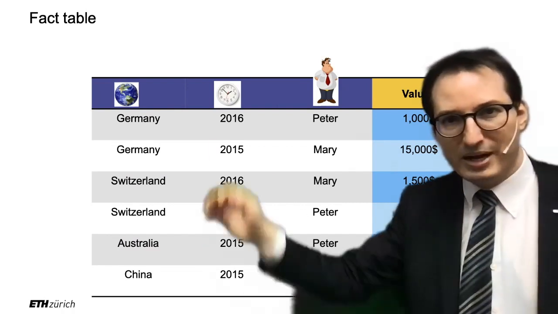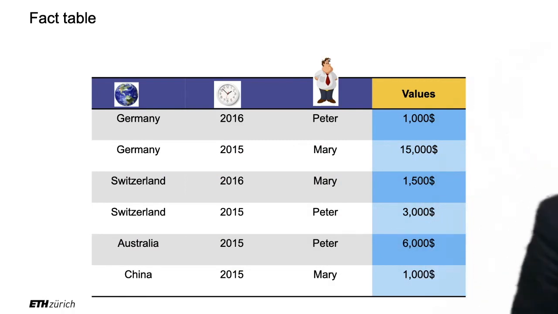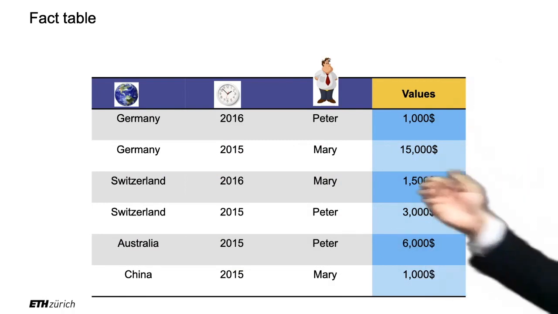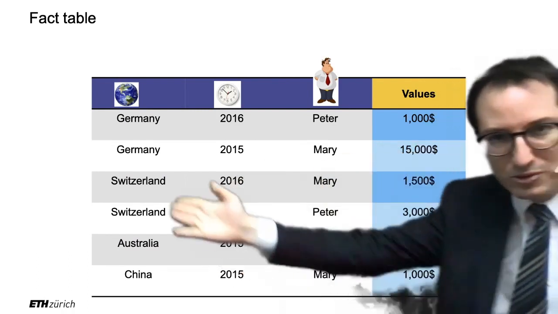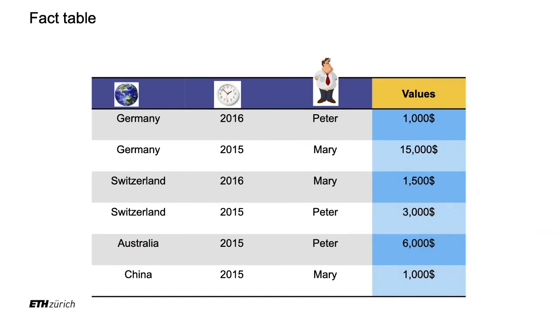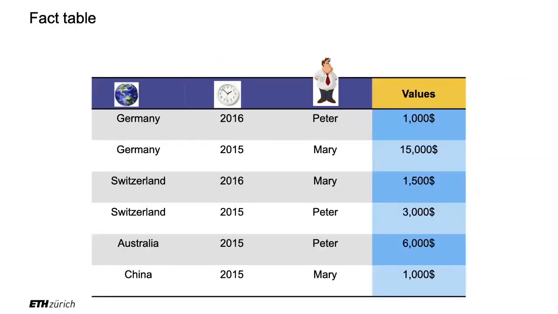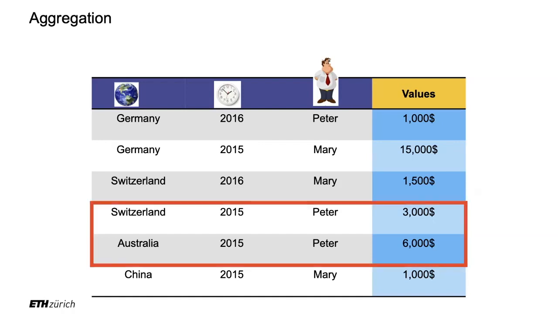What that means, for example, is that in Germany for the year 2016, Peter sold $1,000 of products. That's an example. Then you have Germany 2015, Mary, 15,000, Switzerland 2016, Mary, 1,500, and so on. This is just an alternate view to this one. This one, you can do it for two or three dimensions, but not more than three. But this is easy to generalize to 10 dimensions. You just have more columns. For whom is this intuitive, what a fact table means? Okay, so we have the dimensions and we have the values on the right.